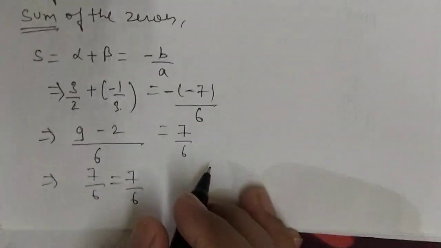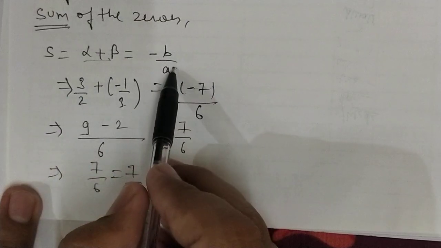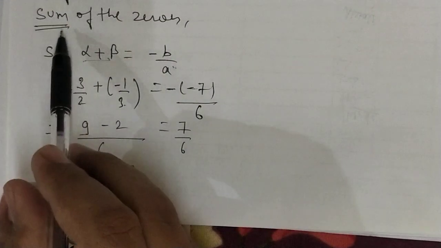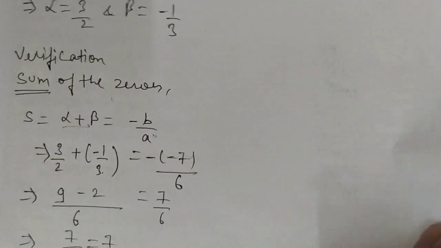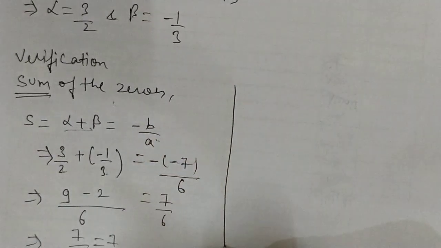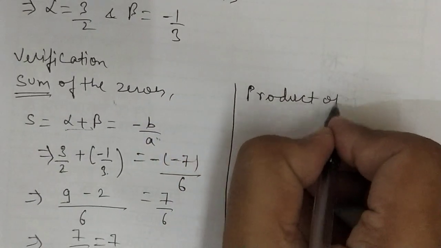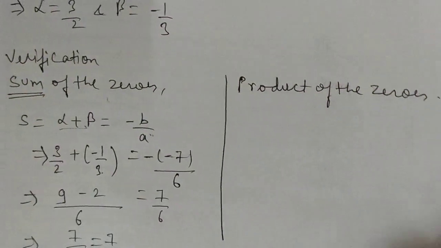Clear? So here you can see that by actually adding and by using the coefficient formula, you are getting the same result. So we have verified for the sum of the zeros. In the same way, you have to verify for the product of zeros.